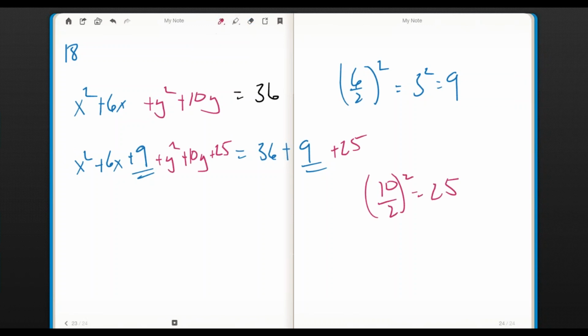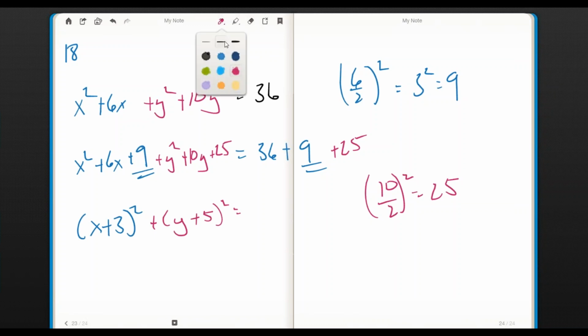Don't really need that parentheses. Since I have now completed my square, I have x plus 3 squared plus y plus 5 squared is equal to 70. So the center of this one, I'm sorry, actually I think I wrote it down wrong. Oops, hold on a second. Starting thing is to always write down the problem correctly.